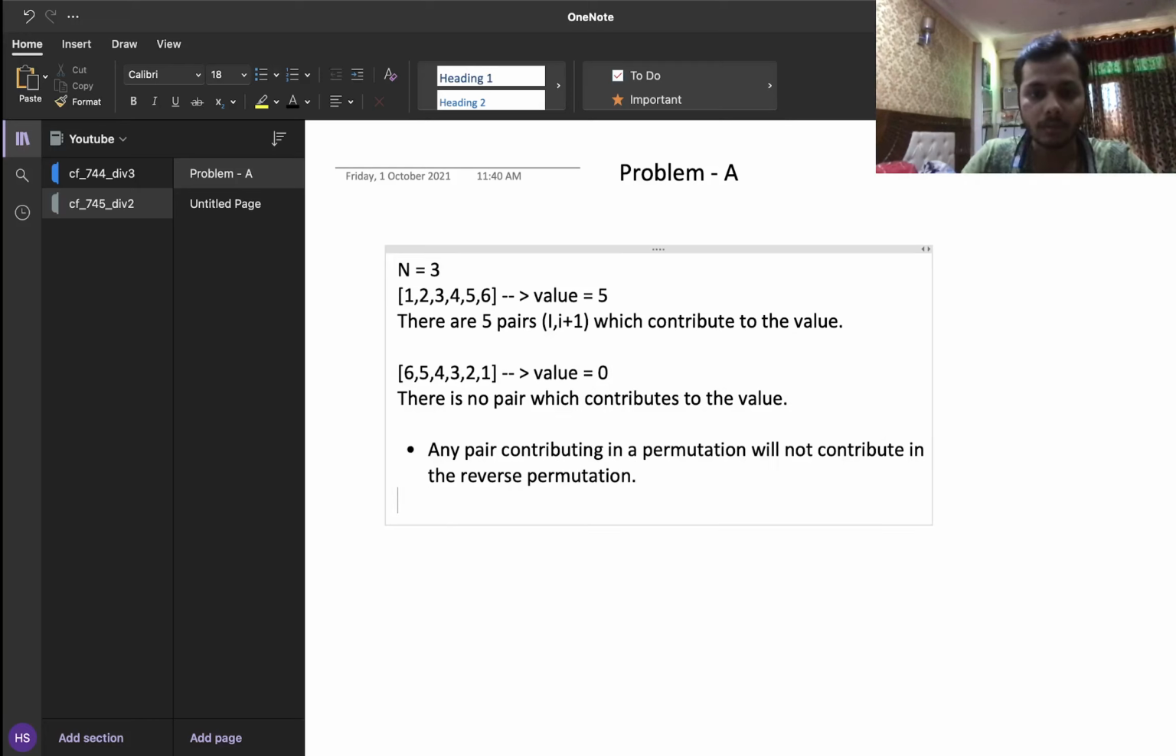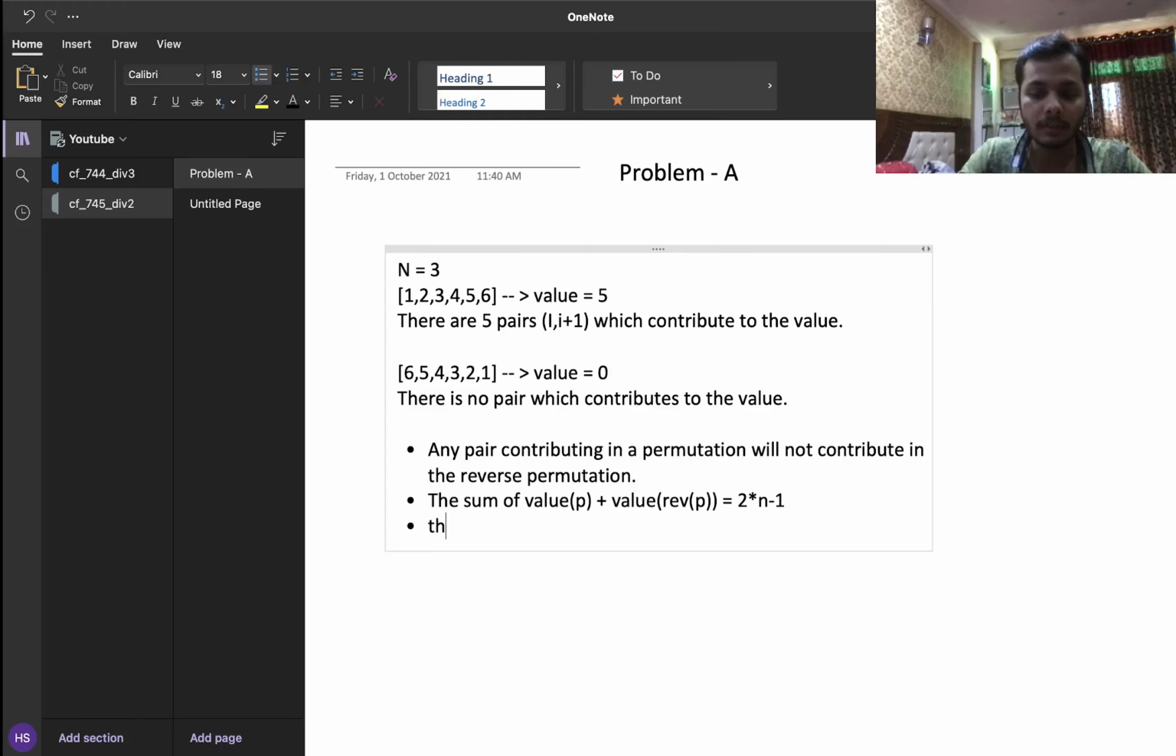Okay, also another point to note is the sum of value of p plus value of reverse of p is always going to be 2n minus 1, and this is fairly obvious because the number of pairs we have is 2n minus 1, and a particular pair will contribute either in the permutation or in the reverse of it, right? And it will contribute in one of them, that's for sure, and the number of pairs we have is 2n minus 1, so this value is going to be 2n minus 1.